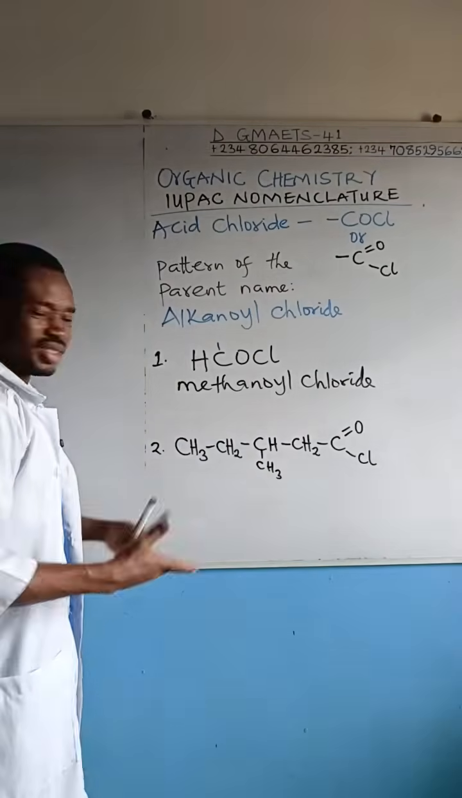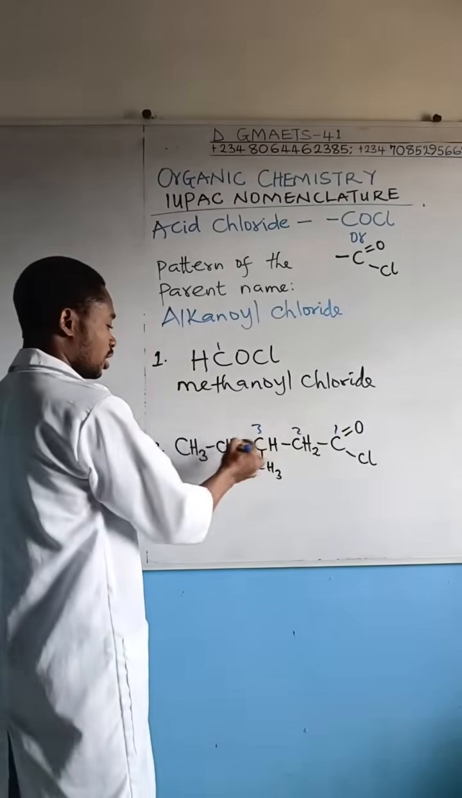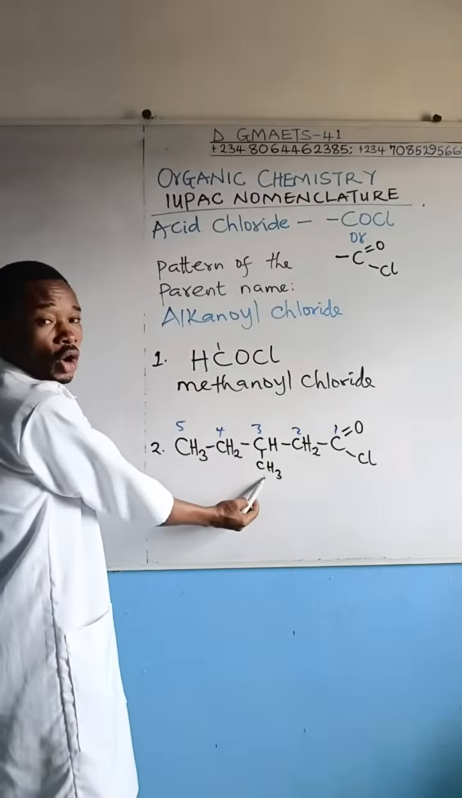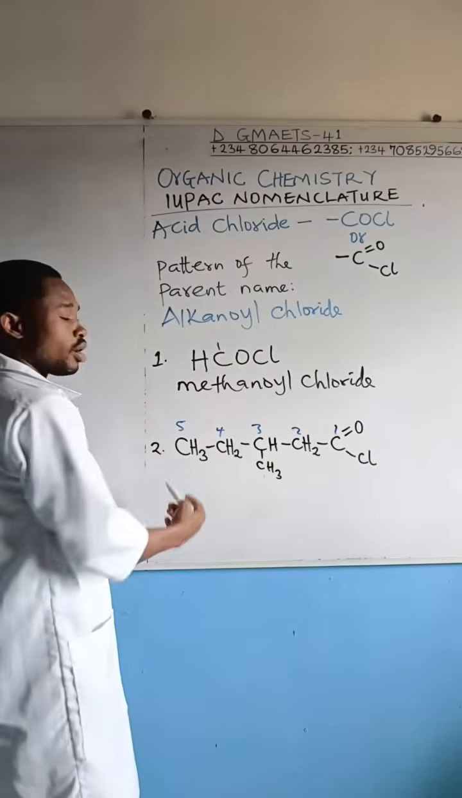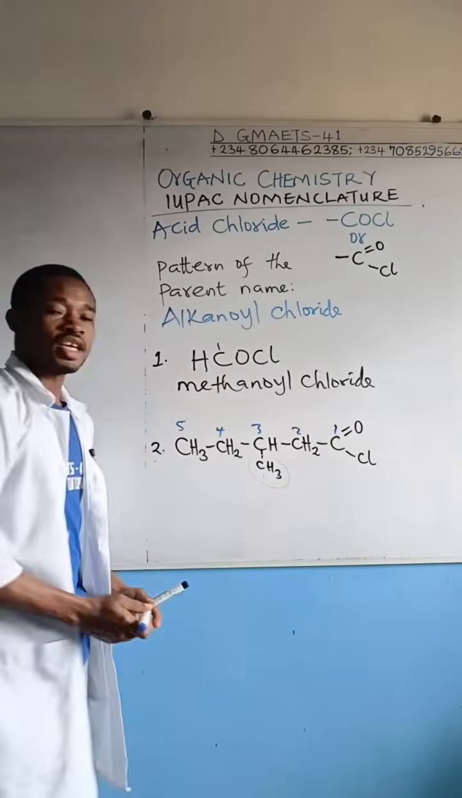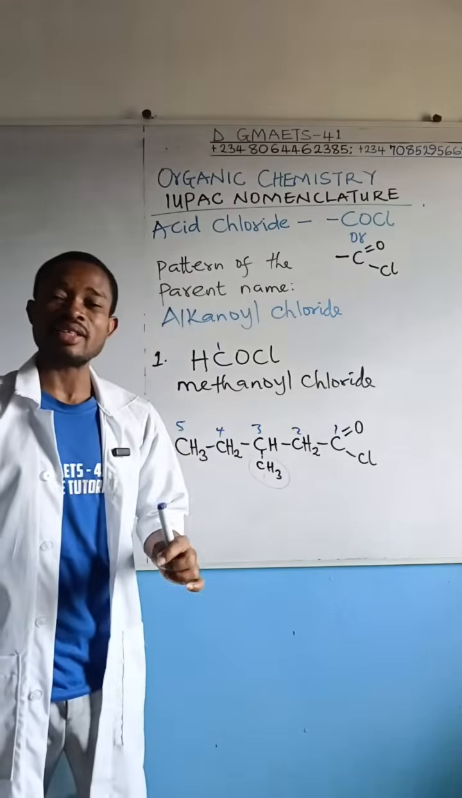Simply we move on. This is carbon number one, no time to waste. This is number two, this is number three, this is number four, this is number five. If you go 1, 2, 3 and you come down 4, 4 is not as long as 5. Therefore, the longest chain is 5. This becomes a substituent. The 5 carbon atom prefix is pent.